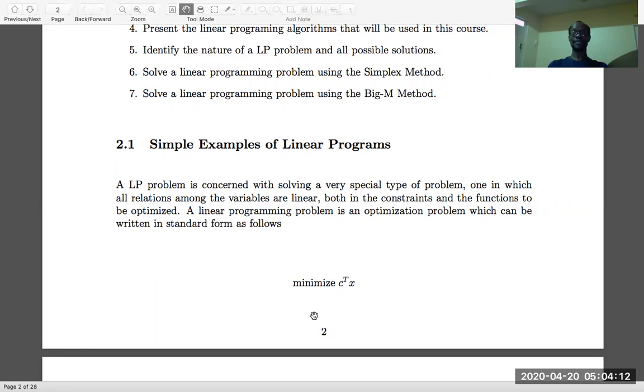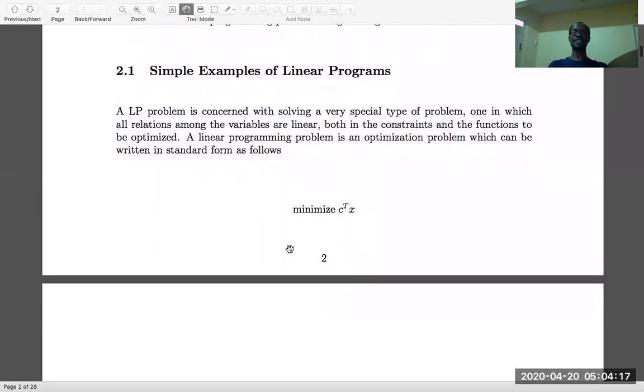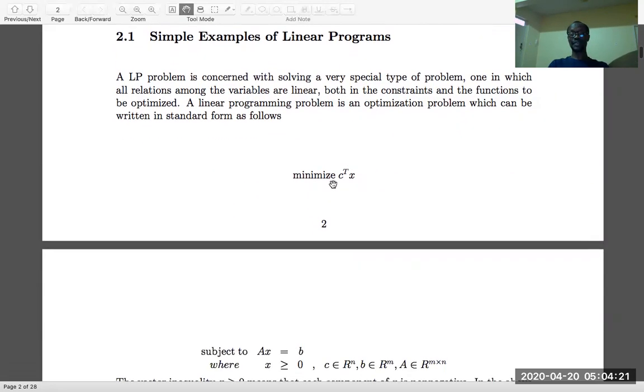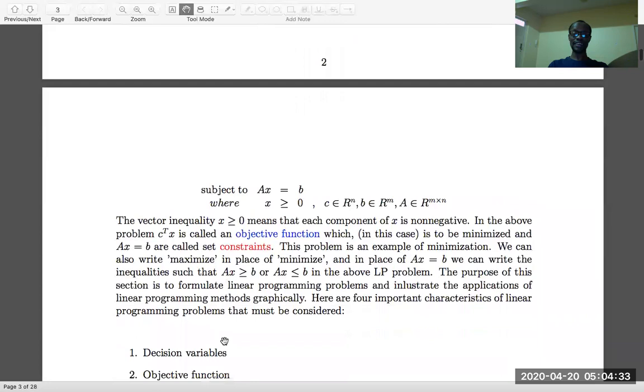A linear programming problem is an optimization problem which can be written in the standard form as follows. We minimize here, so this is our objective function, subject to our constraints. Here I put equality, but you could put inequalities. I did explain that the vector inequality x ≥ 0 means that each component of x is non-negative. So you don't deal with the non-negativity separately when you are solving a linear programming problem.